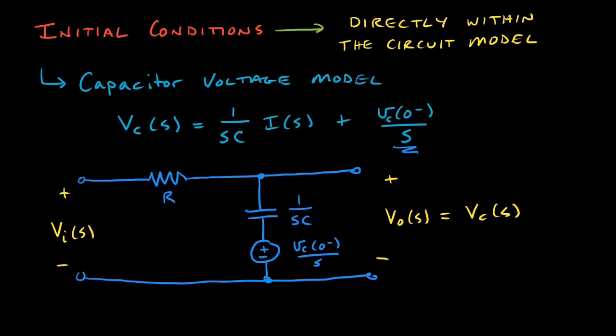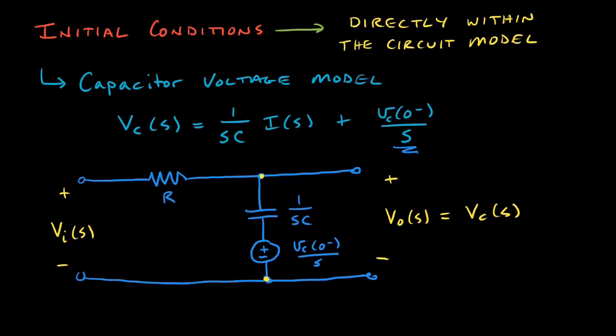Okay, so that is the capacitor voltage, right? Because the capacitor connects this terminal to this terminal. But we do have this source here that just handles the fact that the capacitor may have some voltage on it at t equals 0. Okay, so once we have this, we can do analysis the same way that we always did.